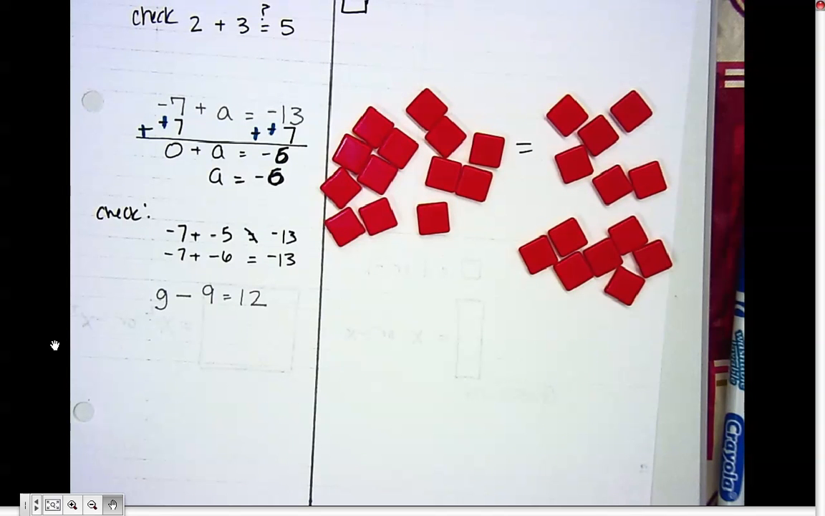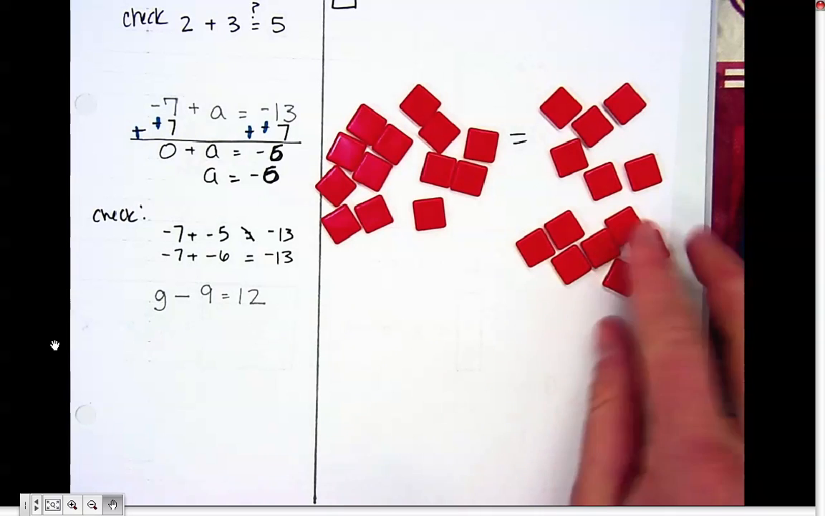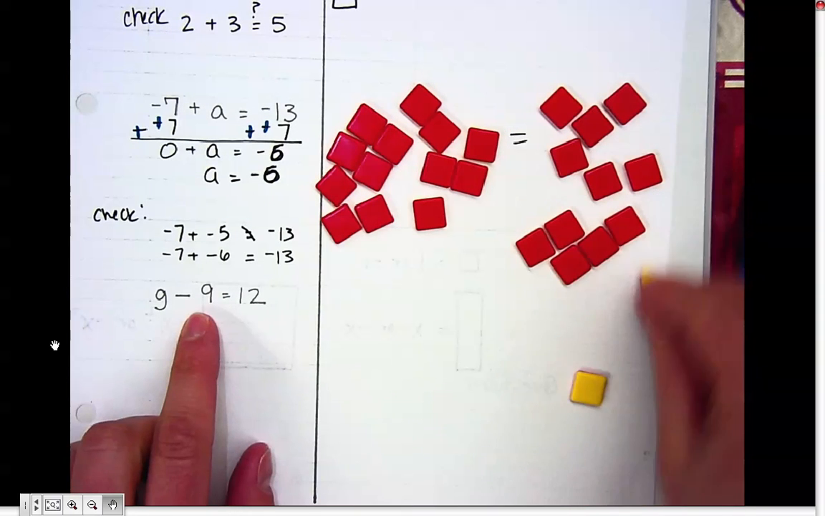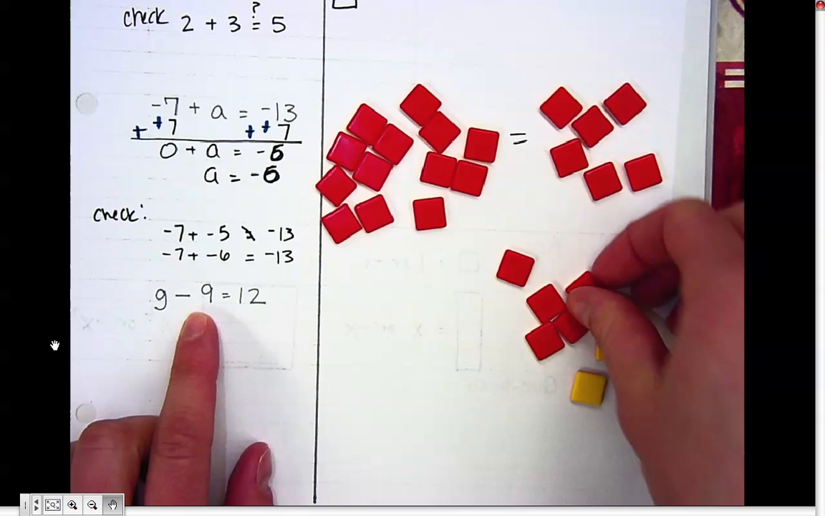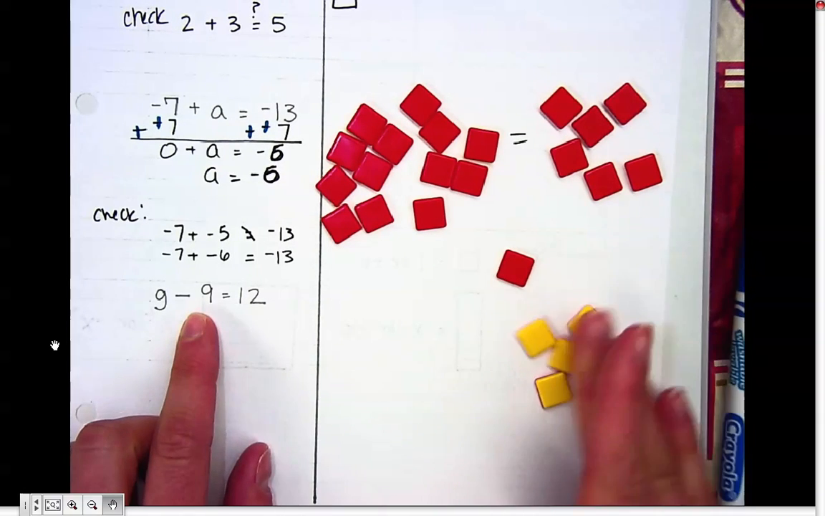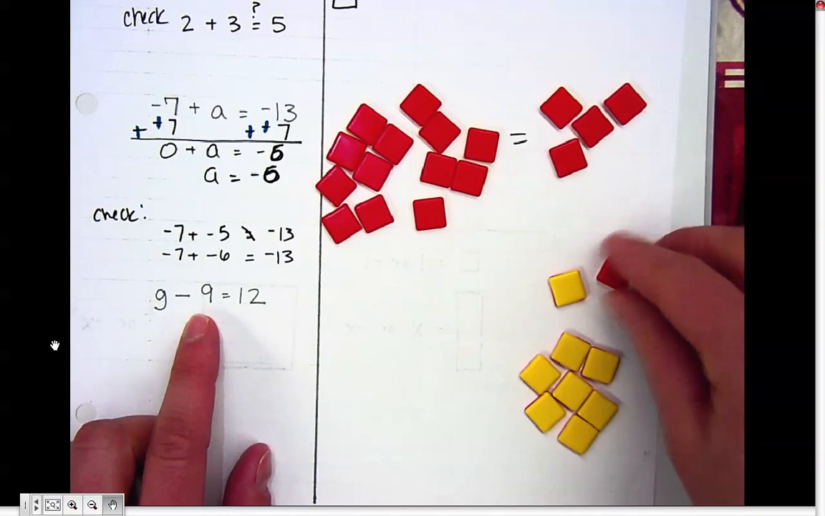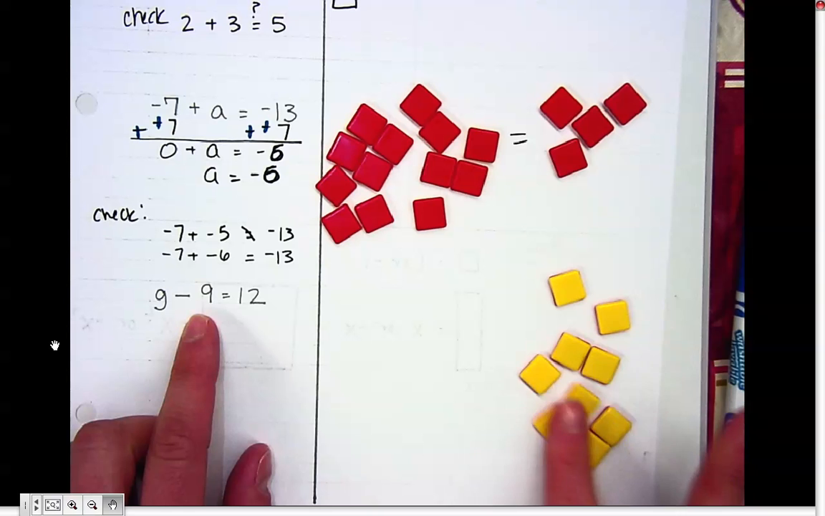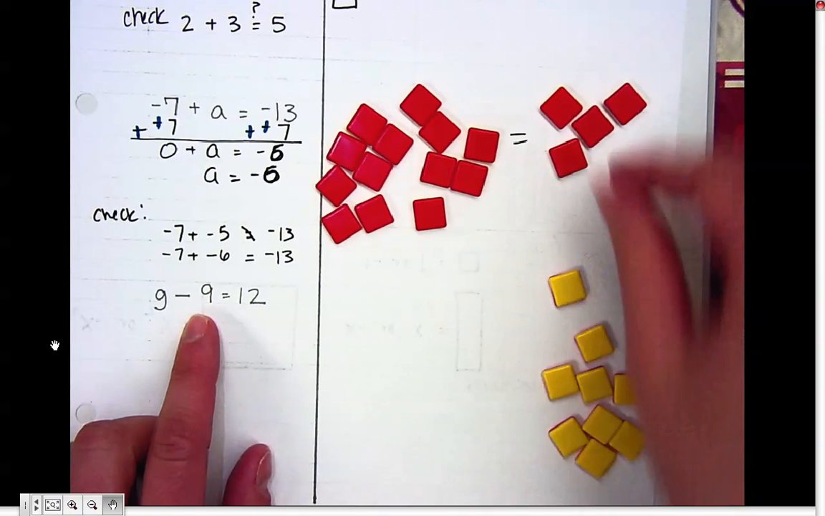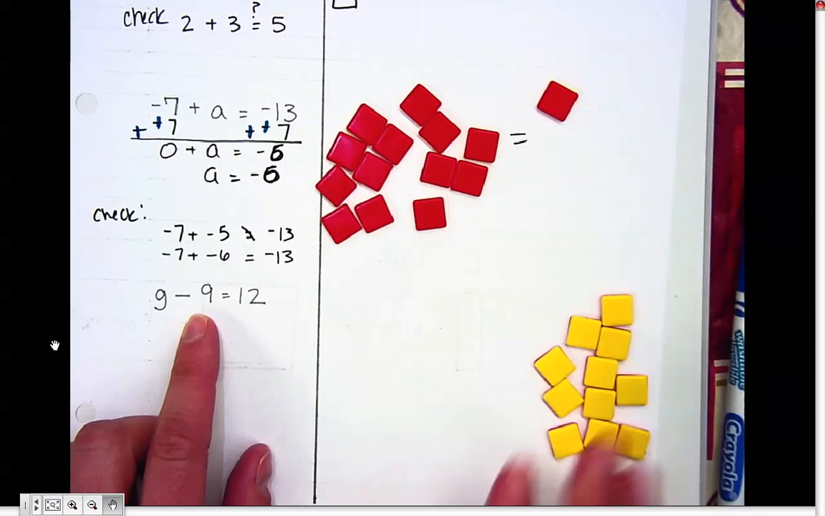All right, my next problem is, I'm going to have 12 on this side. I have G minus 9 equals 12. So this is a little bit more difficult to set up. These are a little harder. 2, 4, 6, 8, 10, 12. Okay, so there's my 12.